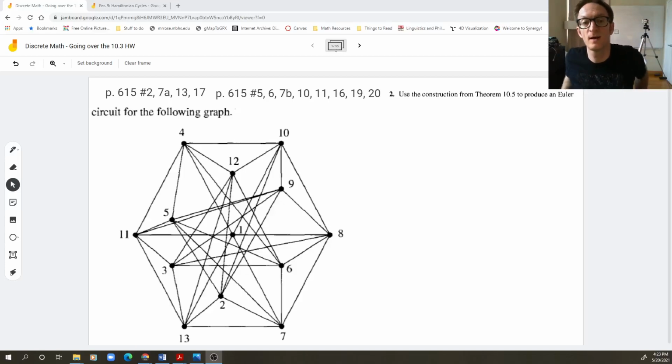Hello everyone, I am going to go over the homework right now from section 10.3. We did this like 2 weeks ago or something. What is section 10.3? It's the section on Eulerian circuits, Eulerian trails, and Hamiltonian paths and Hamiltonian cycles.